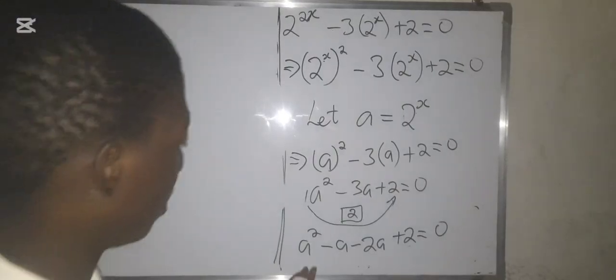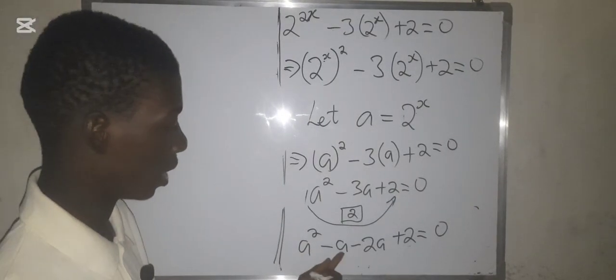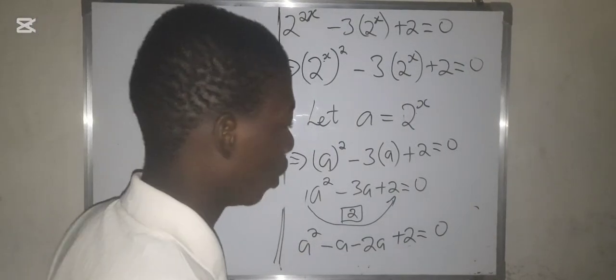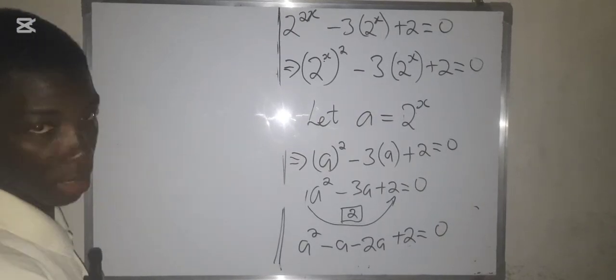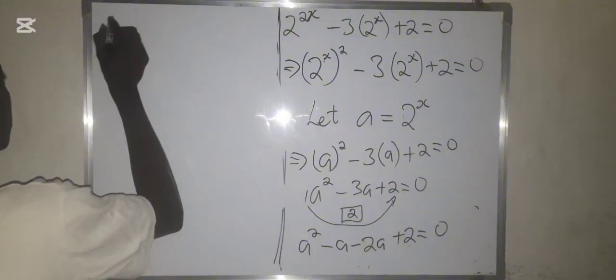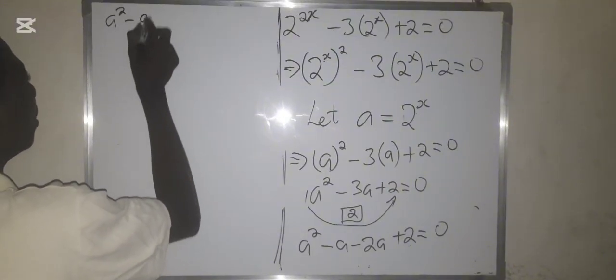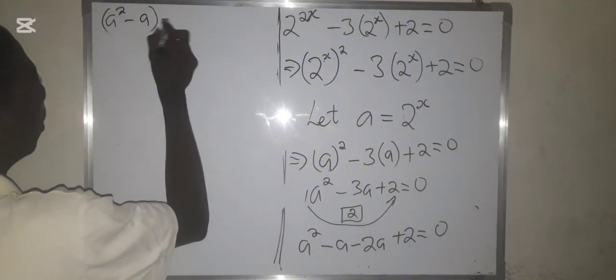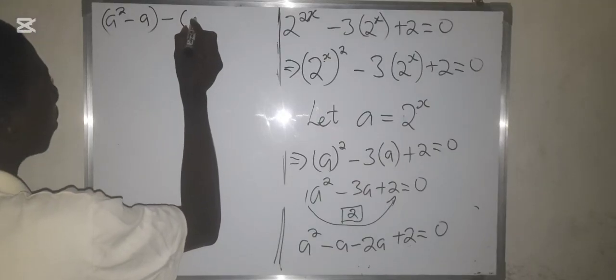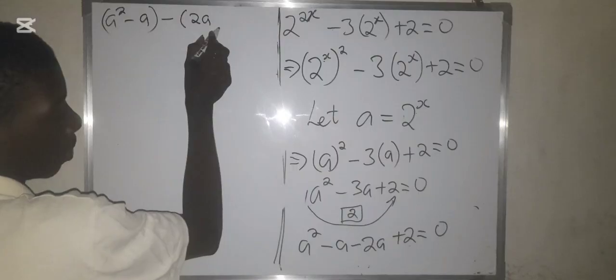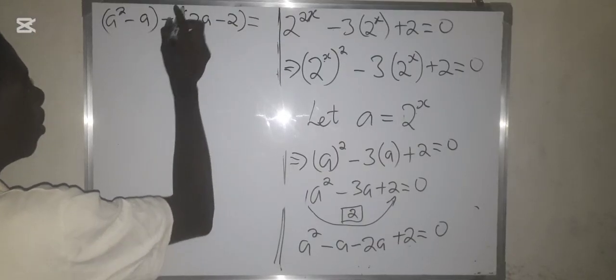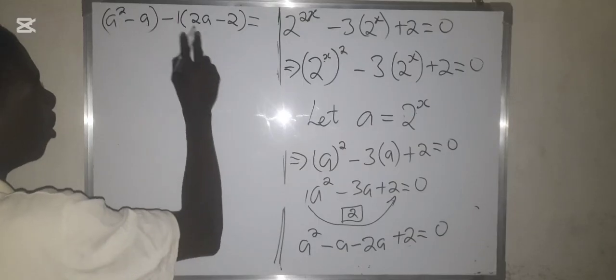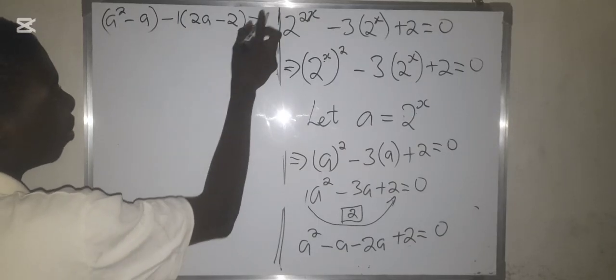So we proceed on. This is a squared minus 2 minus a minus 2a plus 2 equals 0. Now it is already grouped, so we can factorize it. Let's group it. This is the same as a squared minus a, minus 2a minus 2. That is, let's say this is 1, negative 1 into 2a minus 2 is equal to 0.